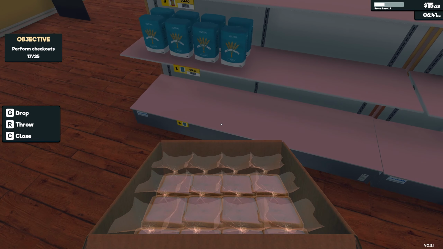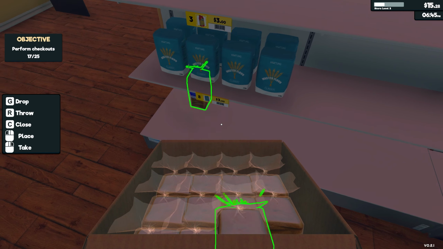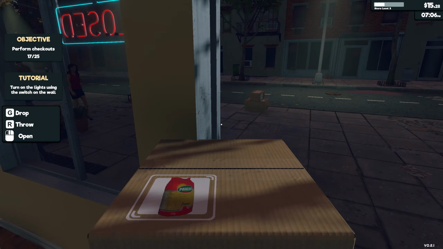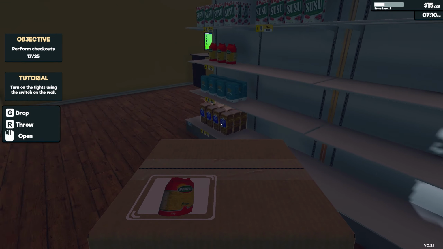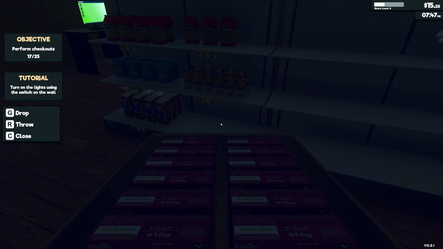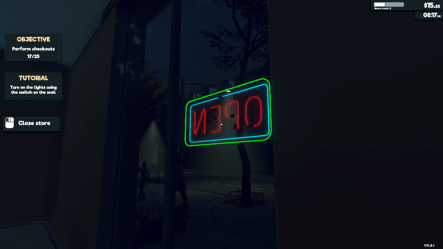It is getting dark. Do we not have lights in here? It is very dark in our store. I guess we don't have lights.